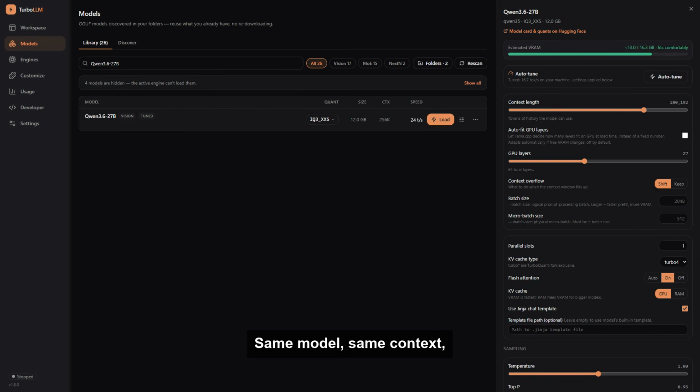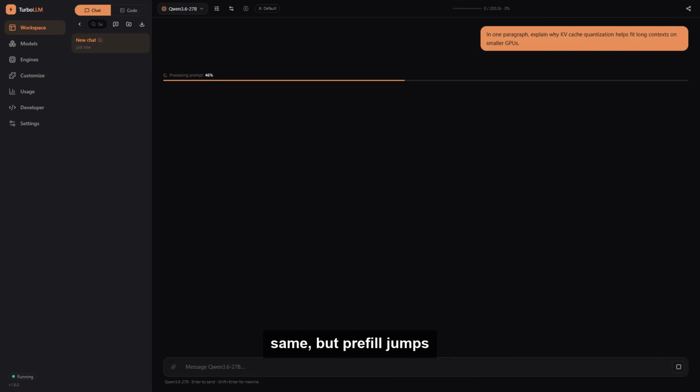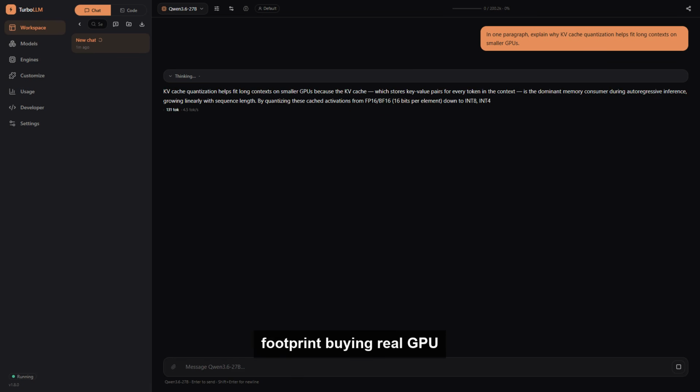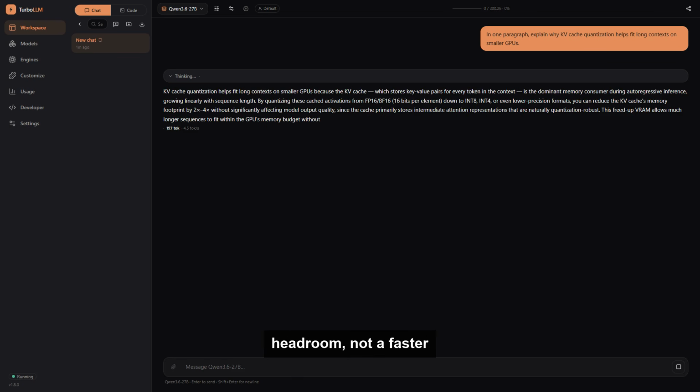Same model, same context, same GPU. Just switch the KV cache type to Turbo 4 on TurboQuant and fit the layers again. The estimate still flags overflow, but the real footprint is smaller. 45 of 64 layers now fit on the card, up from 27 on the regular engine. Generation stays about the same, but prefill jumps to almost 700 tokens a second. That's the smaller KV footprint buying real GPU headroom, not a faster kernel.